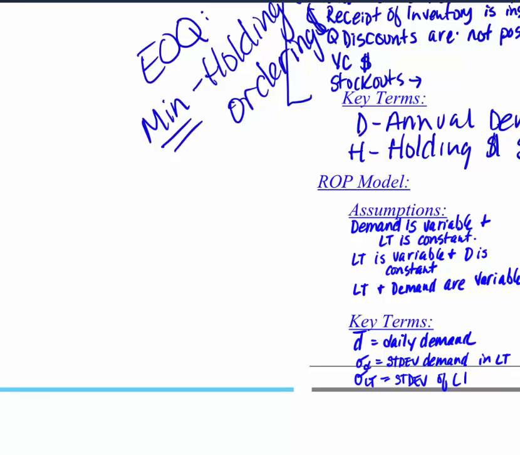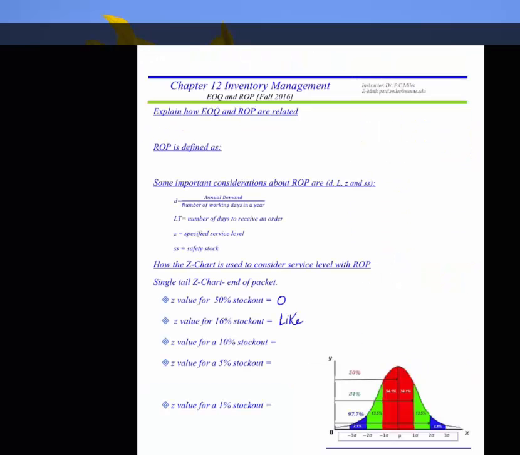With that, let's turn our attention to the fourth page of the handout. We see some terms that you need to make sure you have a handle on. How are ROP and EOQ related? ROP is when to order, and EOQ is what to order, the amount. ROP is defined as the point at which stock drops that would cause us to initiate an order.